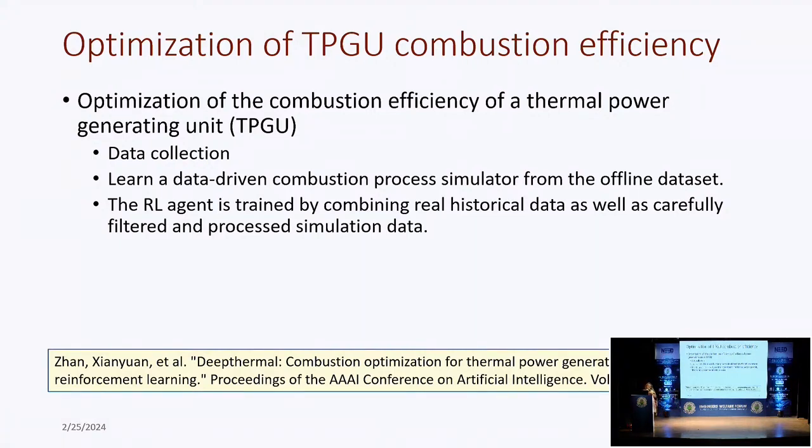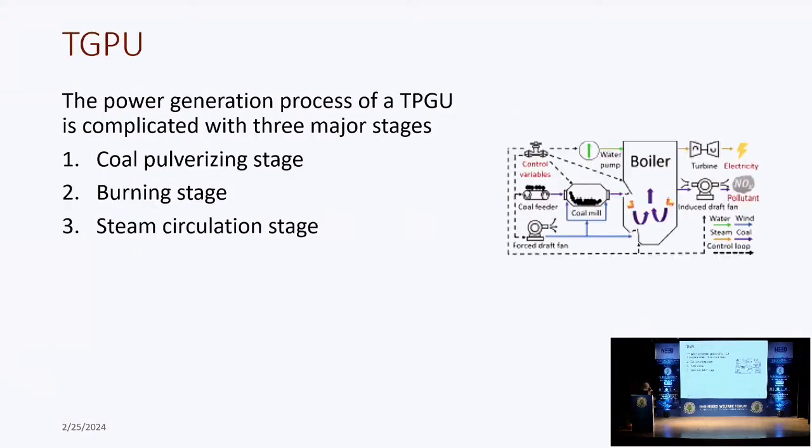I have limited understanding of the different components of the power plant, but if you permit, I'll talk a little bit about the portion that I understood. What they say is that the TPGU, because you people are experts, I'm not, but in this paper they say that their TPGU has three major stages: the coal pulverizing stage, the burning stage, and the steam circulation stage.